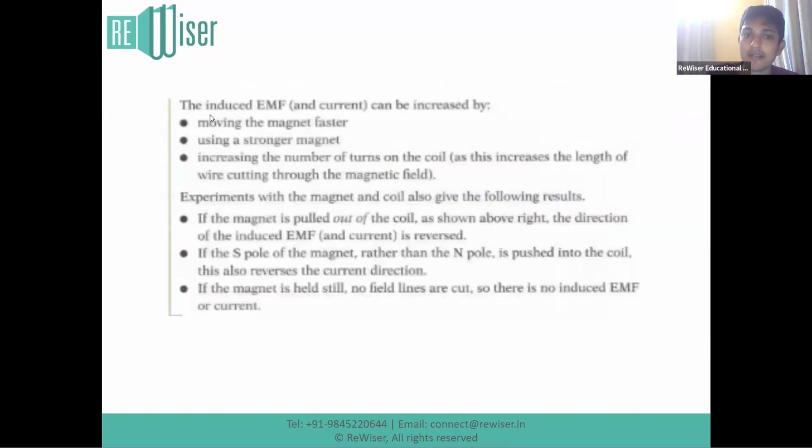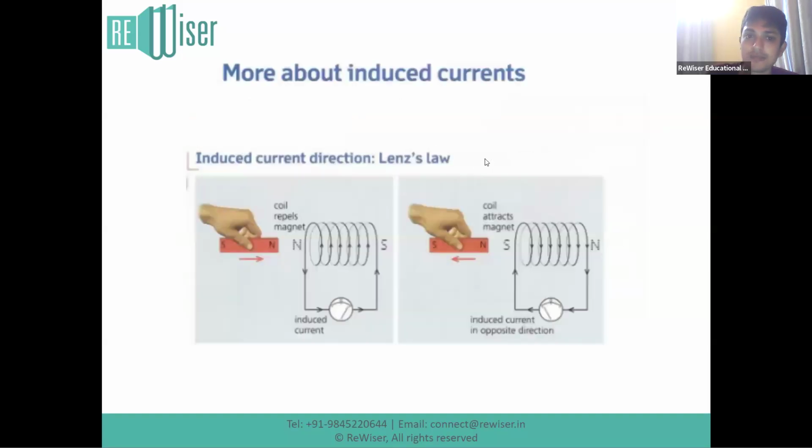Okay. The induced EMF depends on all these factors. It depends on how fast the magnet moves, how strong the magnet is, the strength of the magnetic field, and the number of turns of the coil. Next. Again, this is what I was telling you about Lenz's law. You try to push it towards, it will try to repel it. You try to pull it away, it will try to attract. That's how current is induced.